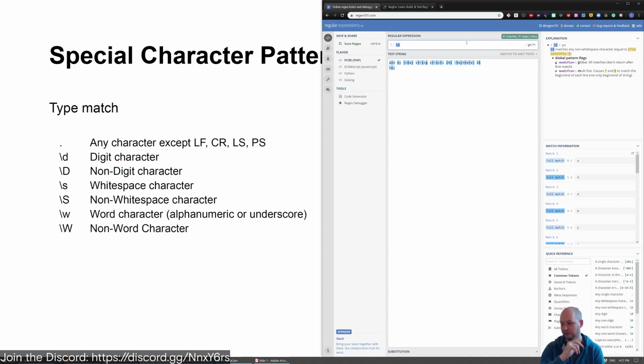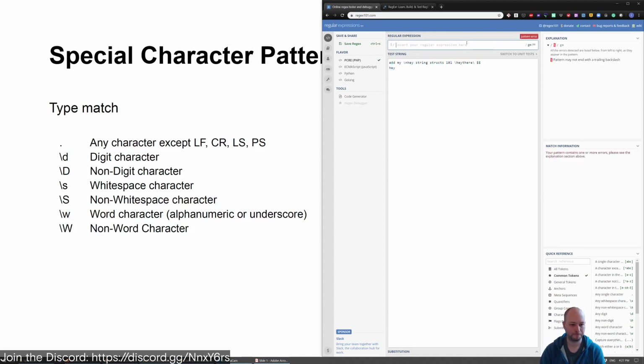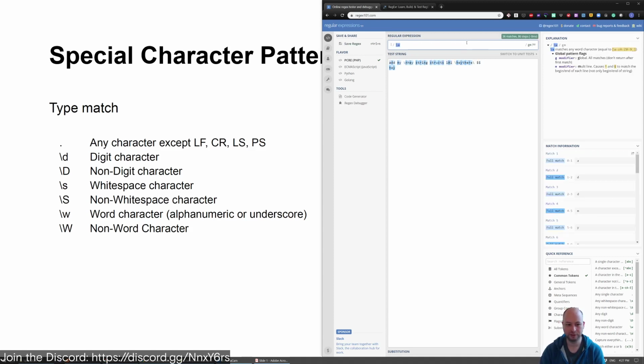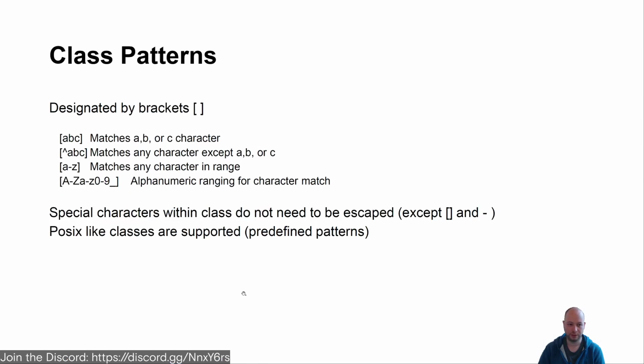You can see this pattern of like lowercase is the opposite of uppercase, and this is similar to Vim in some cases. And then word character, so alphanumeric or underscore, or non-word. So useful. And if you're using a tool like this, it's kind of cheating over here. It shows you all that stuff. You can do class patterns.